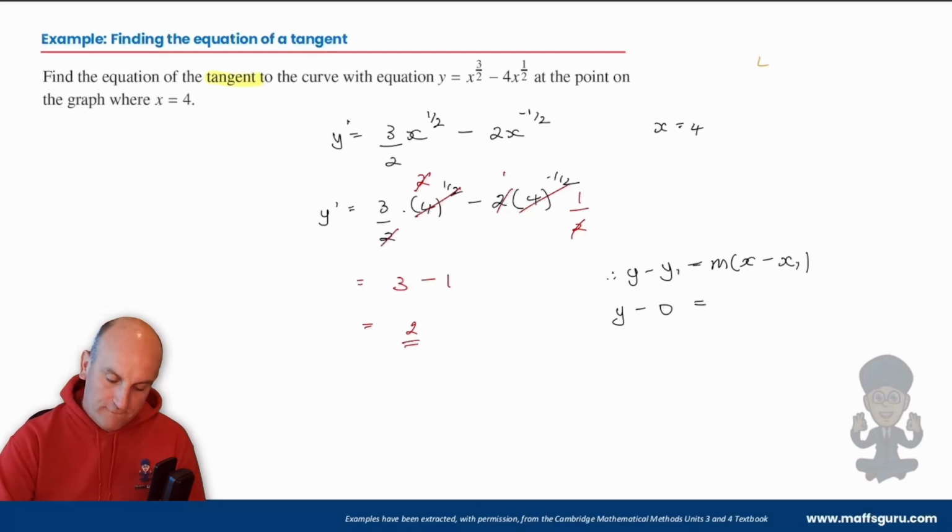So what have we got? We've got 4 to the power of 3 on 2 minus 4 lots of 4 to the power of a half. Well, we've already said that we know 4 to the power of a half is 2, and 4 times 2 is 8. Now, what on earth is 4 to the power of 3 on 2? Well, again, that's the same as 4 to the power of a half cubed.